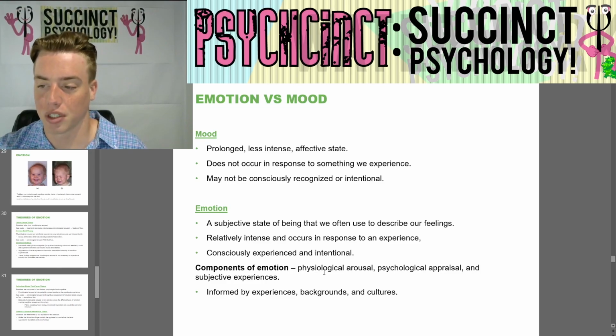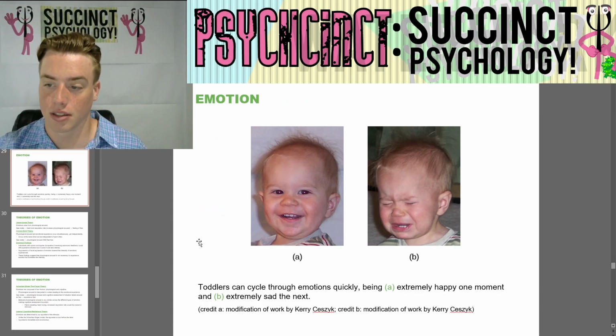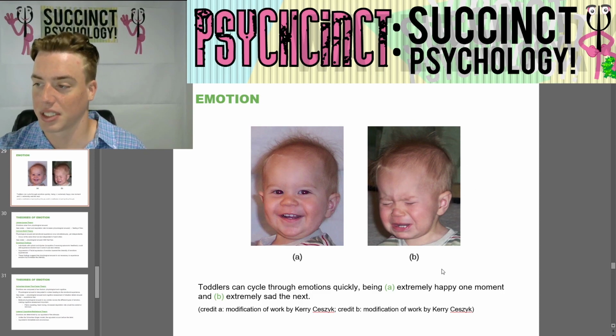Now, components of emotion: physiological arousal, psychological appraisal, and subjective experiences. They are informed by experiences, backgrounds, and cultures. So, figure A, figure B, toddlers can cycle through emotions quickly, being extremely happy one moment and extremely sad the next.